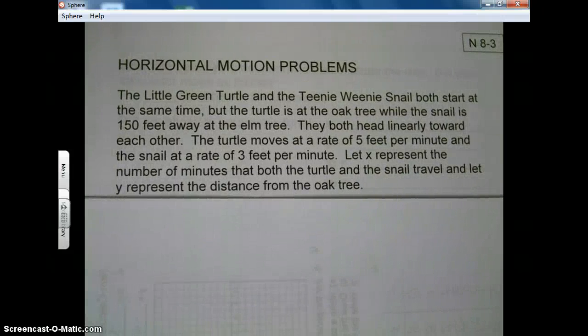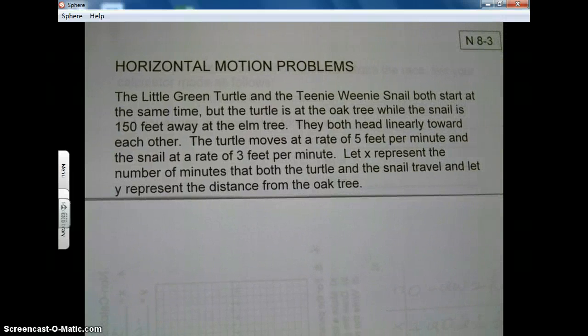Horizontal motion problems. I'll go ahead and let you read the problem to yourself. Go ahead and pause the video and read the problem. Okay, so something to notice.